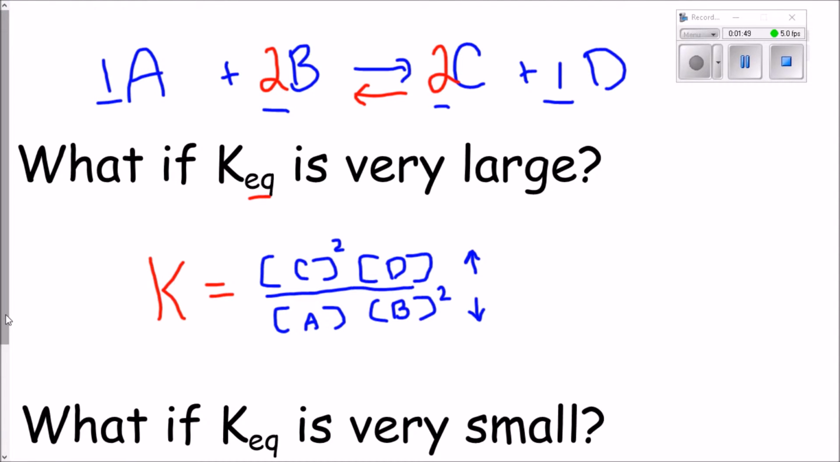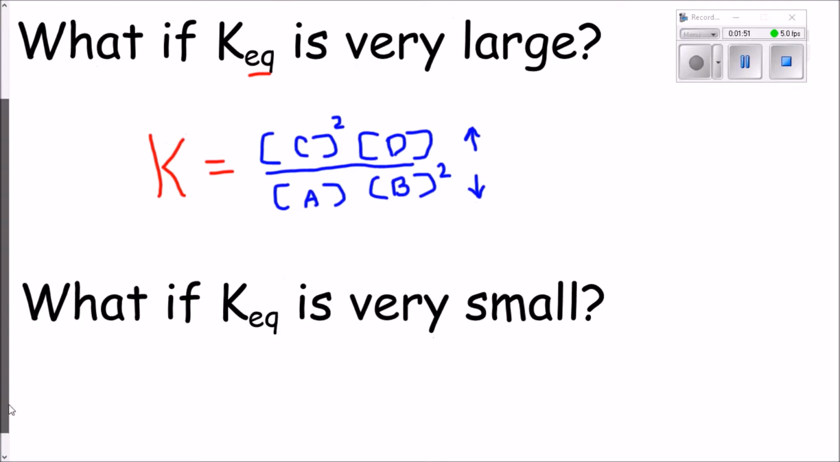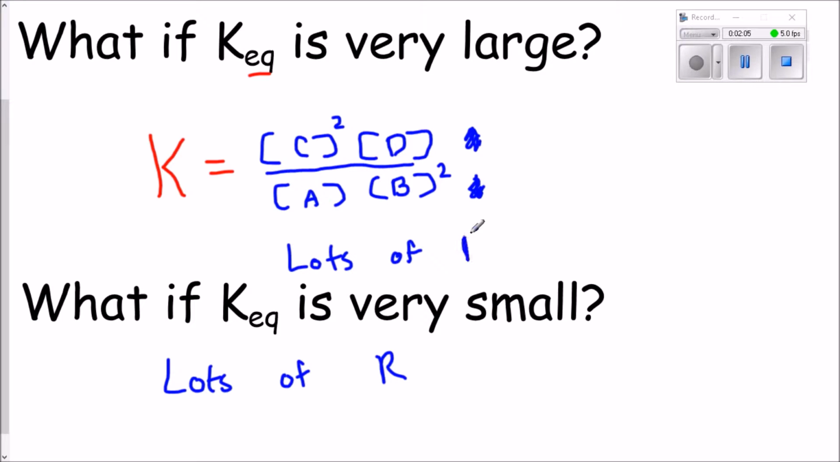So what if K is very small? Well, it's obviously just the opposite. It's going to mean that, again, if K is very small, that means we're going to have lots of reactants at equilibrium, where if it's very large, we have lots of products.